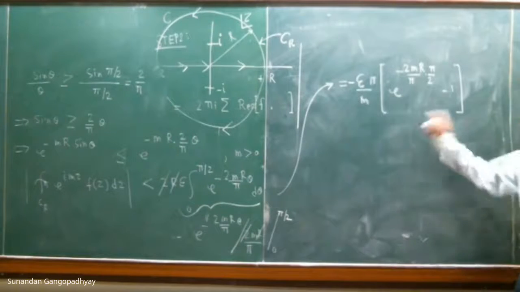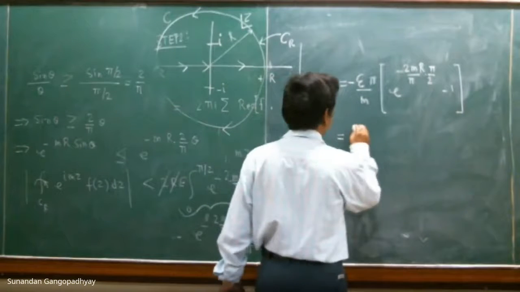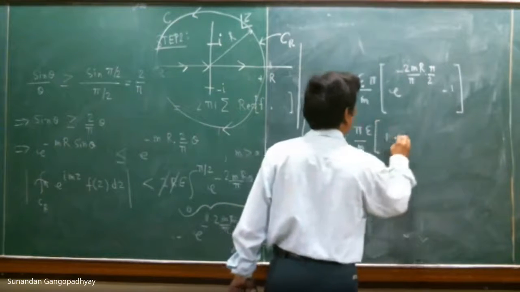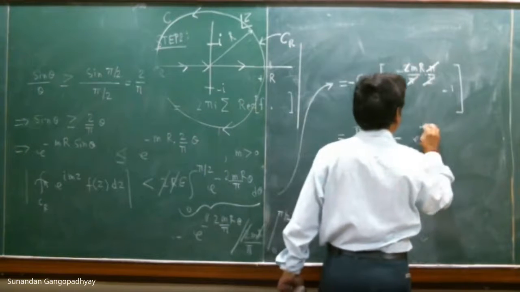So this will be the result of this integral, and therefore now you can write this as pi epsilon by m times 1 minus e to the power of minus mr, where pi cancels and 2 and 2 cancel.